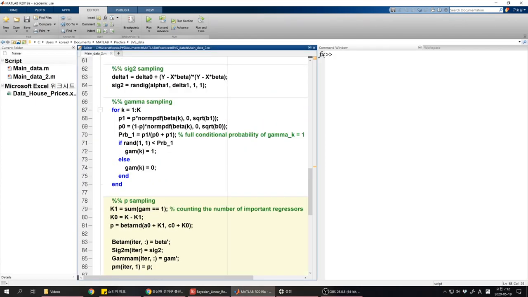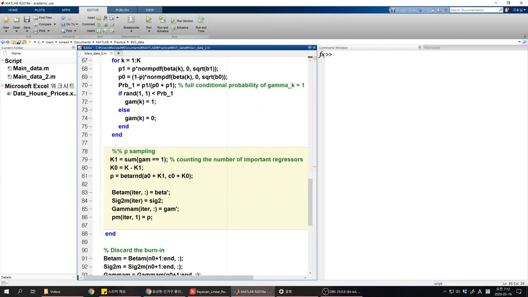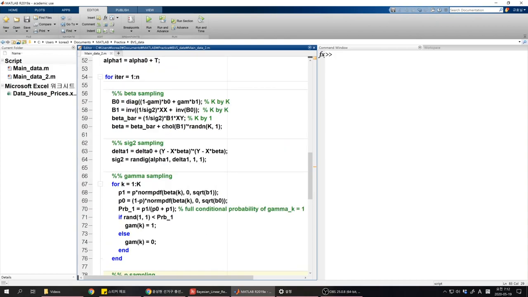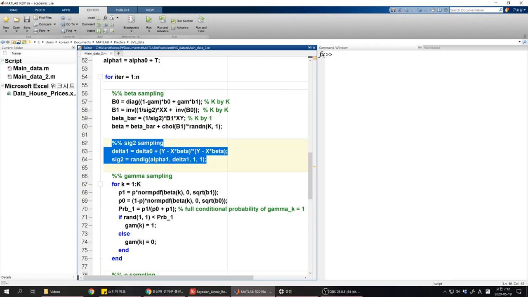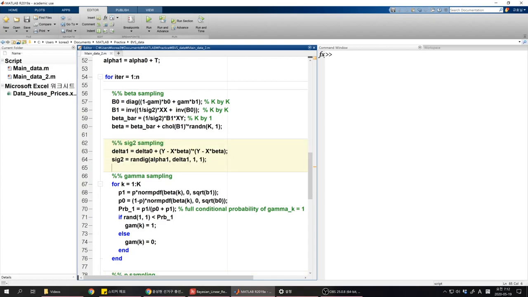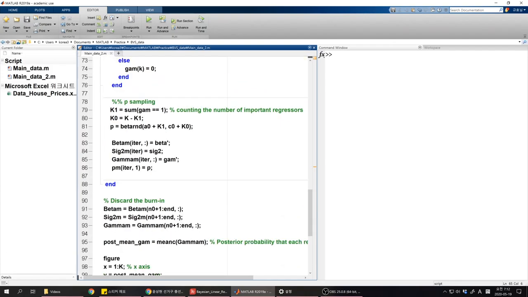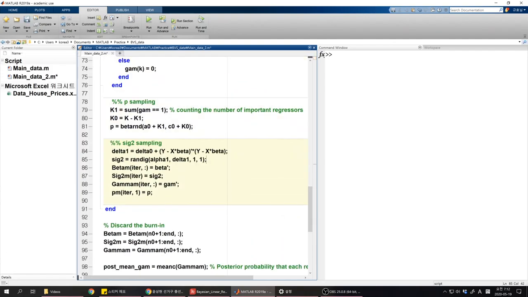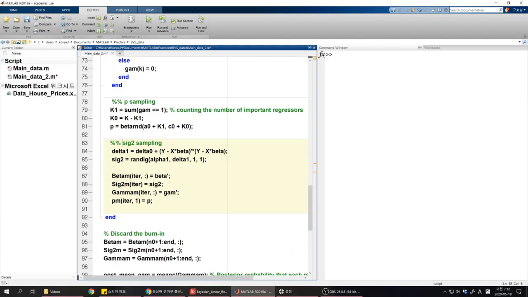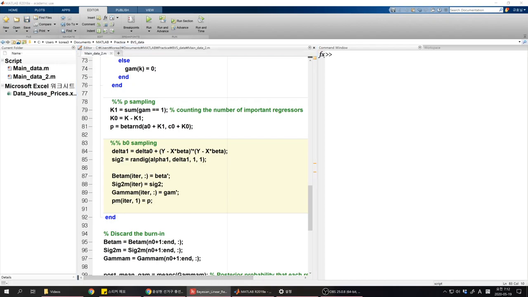Okay, now let's move to sampling the B0 and B1. It should be similar to the sampling sigma square, right? Let me copy this block and paste it here. B0 sampling. And then let's take a look at the algorithm.